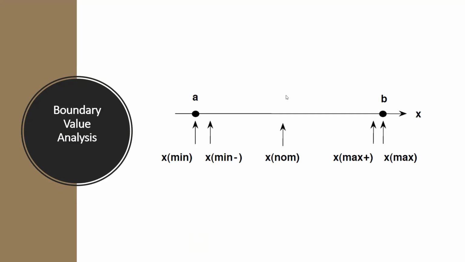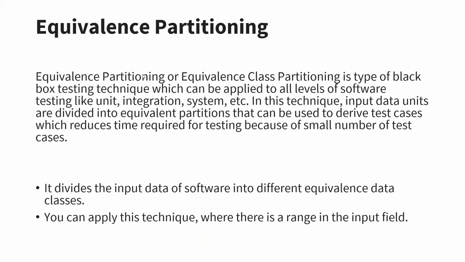After boundary value, guys, the second one we have is the equivalence partitioning technique. So what exactly is equivalence partitioning, guys? From the name it suggests we will divide the test data into equivalent parts. Equivalence partitioning, or equivalence class partitioning, is a type of black box testing technique which can be applied to all levels of software testing, like unit, integration, and system testing. We can apply this one during system testing as well. In this, we divide the test data into equivalent parts.